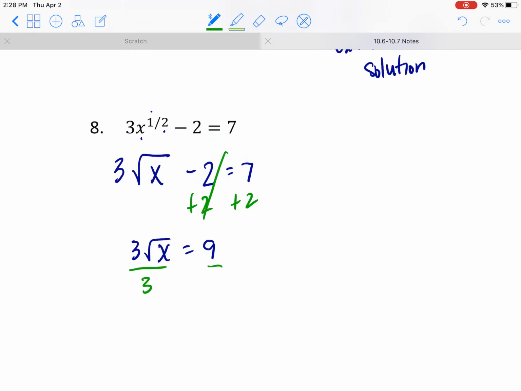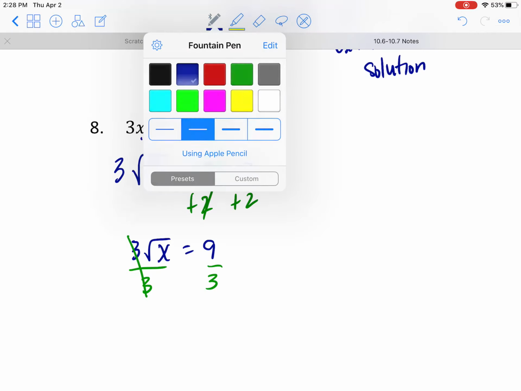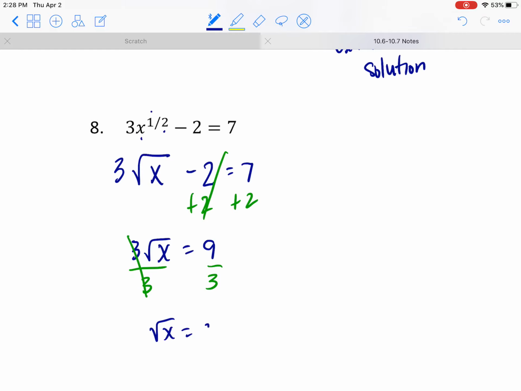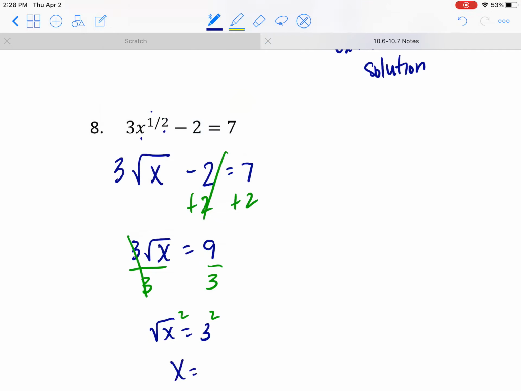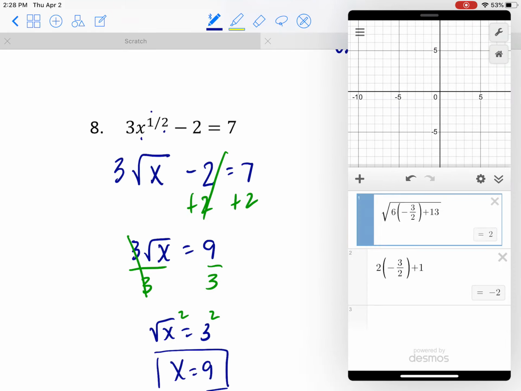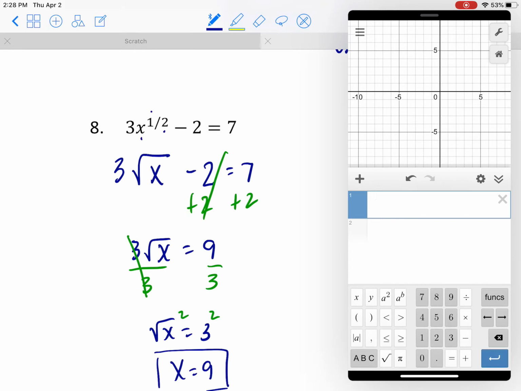So we start this by adding 2 to both sides. That gives me 3 times the square root of x equal to 9. I'm going to divide both sides by 3. And that gives me a square root of x equal to 3. And now I get rid of the square root by squaring. So I end up with x equal to 9. And that's going to be a valid solution.